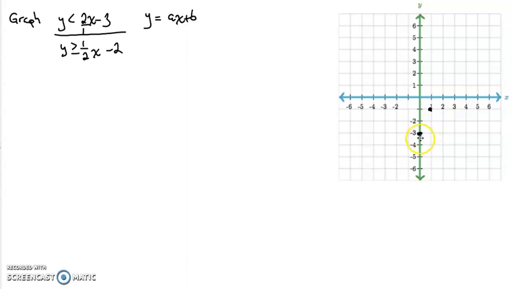Now, we have to think about whether we're using a solid line or a dotted line. So for this first case, it's less than. So that means that we're using a dotted line. And as long as we're thinking about this inequality, let's think about whether we're shading above it or below it. Because it's less than, we're shading below. If that's unclear to you, I'd really recommend you going back and looking at the first video on graphing inequalities, because there I go through how to decide whether you're using a dotted line or a solid line, and whether you're shading above or below. For now, though, let's put in this line.